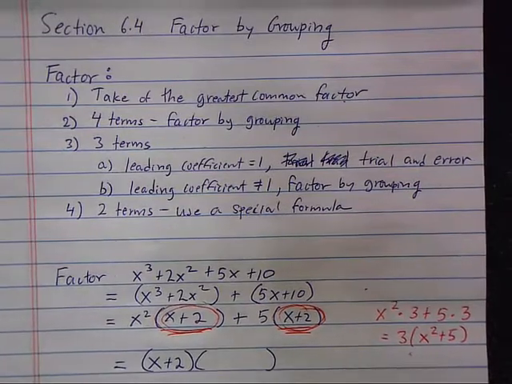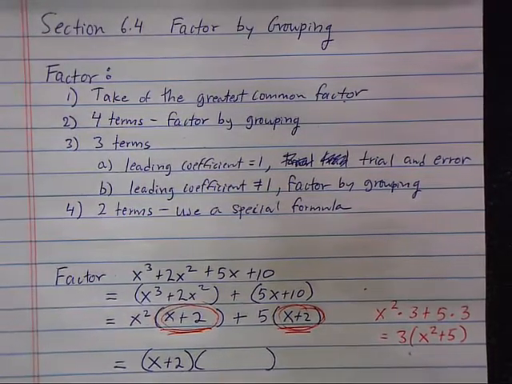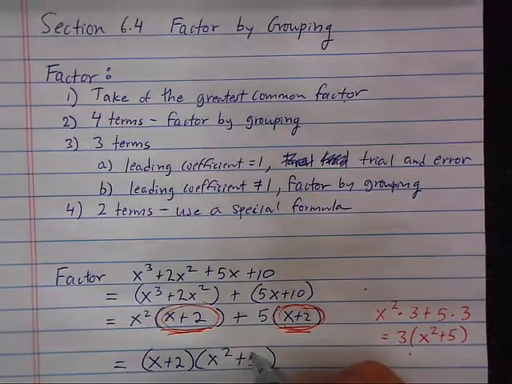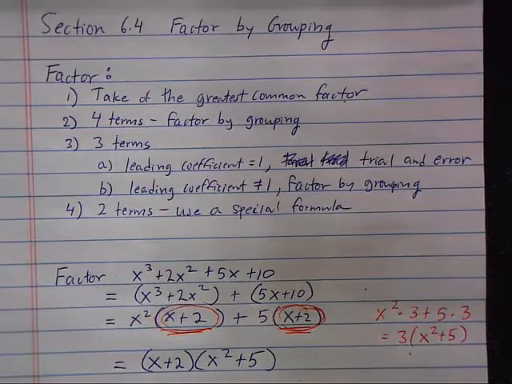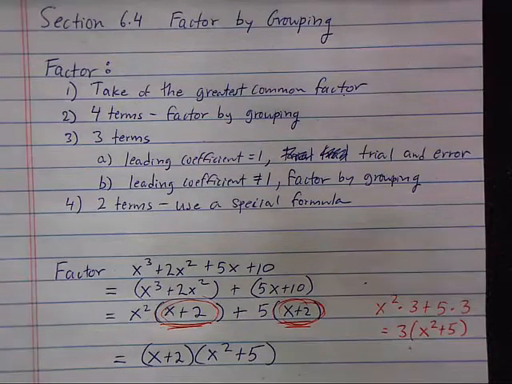And when I factor out the x plus 2, when the x plus 2 is gone from each piece, what's left over? X squared plus 5. So now I have factored that polynomial. I factored it because I've got x plus 2 times x squared plus 5. Factoring a polynomial means to write it using multiplication. There it is. I wrote it using multiplication.